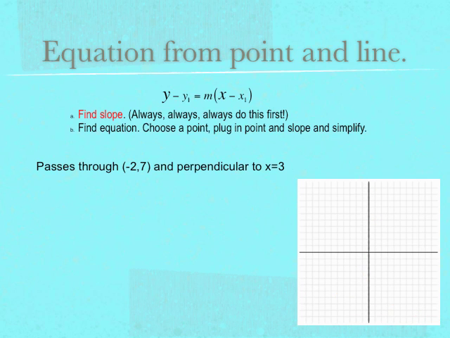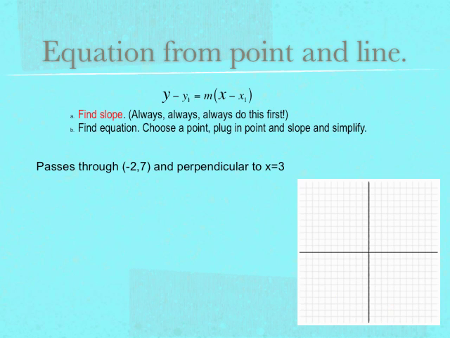Okay, here's another one. It passes through the point (-2, 7), and it's perpendicular to the line x equals 3. Now, what kind of line is x equals 3? There's only one variable in it, so it must either be vertical or horizontal. Which one is it?